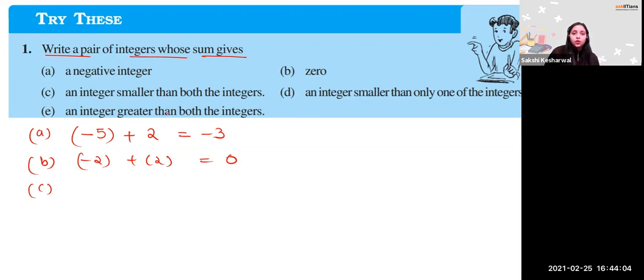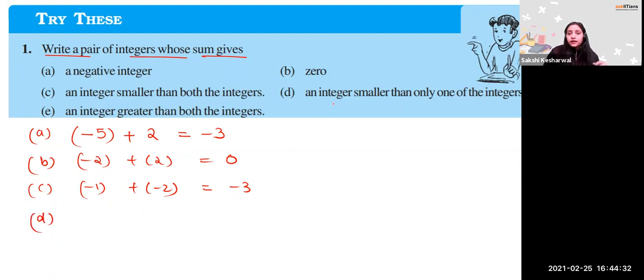An integer smaller than both the integers, right? You have to take the integers which are smaller than both the integers. Take the negative integers, right? If you add two negative integers, let us suppose I'm adding minus 1 plus minus 2, what will be the sum? Both are negative, and the answer will be minus 3, because actually it'll be adding. So minus 3 is smaller than both the numbers, right?